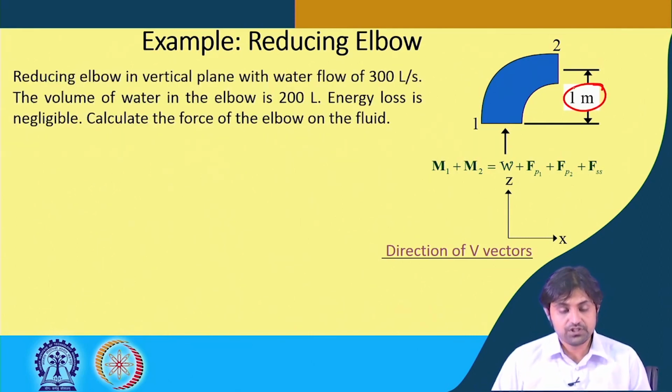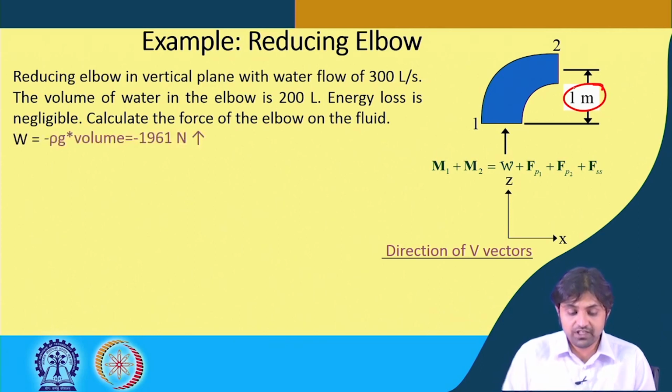So now the question is: a reducing elbow in a vertical plane with water flow of 300 liters per second. So Q is 300 liters per second. The volume of water in the elbow is 200 liters, that is the total volume. Energy loss is negligible. Calculate the forces of the elbow on the fluid. So this is the question.